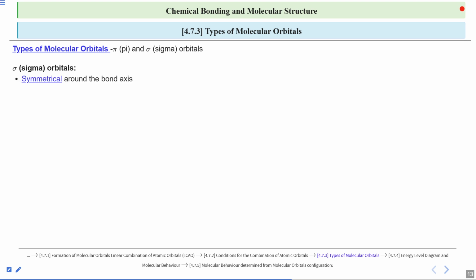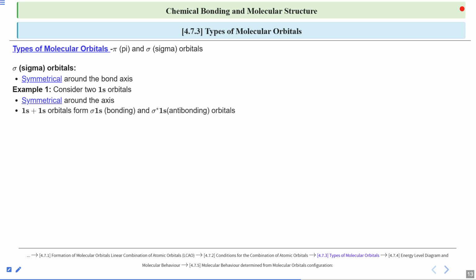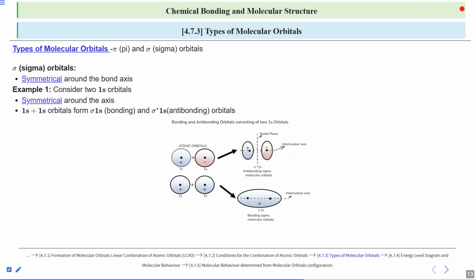How are they formed? They are formed by, of course, head-on overlap. And they are always symmetrical around the bond axis. Why am I saying that? For that, let us take the example of the combination of two 1s orbitals. Since it will be symmetrical around the axis, the combination of 1s and 1s forms two kinds of orbitals, bonding and anti-bonding. So this is the diagram. It's very, very important to understand this diagram.